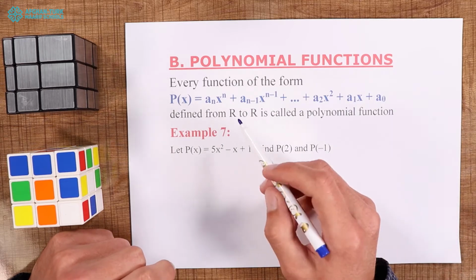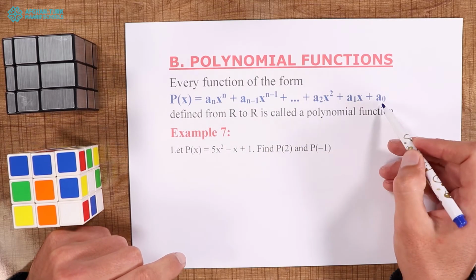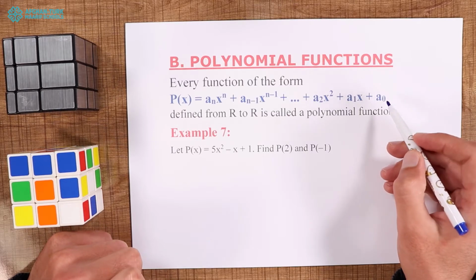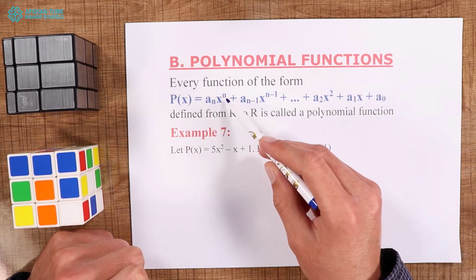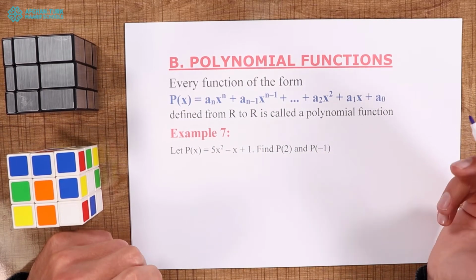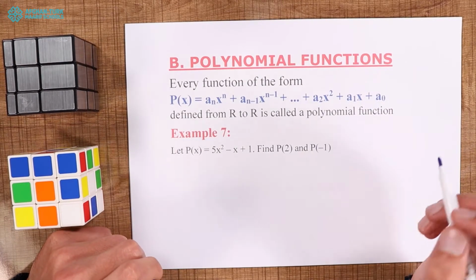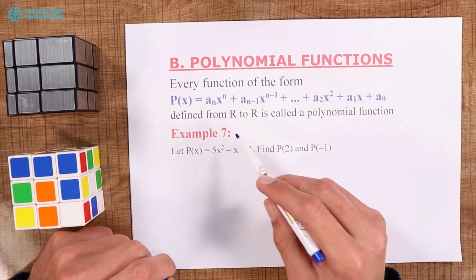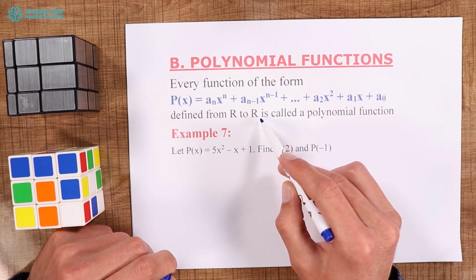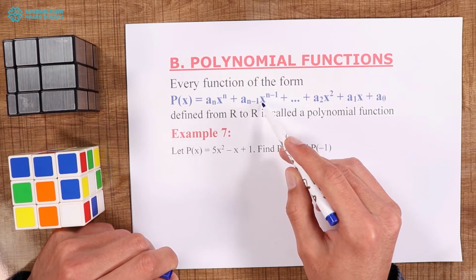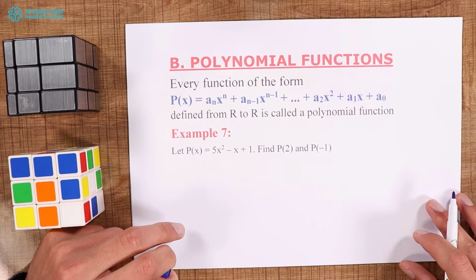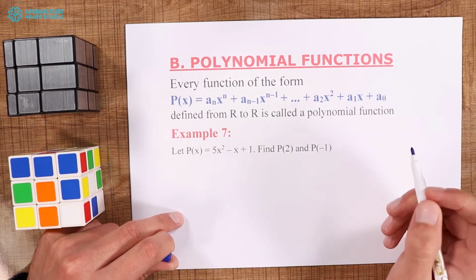Here a_n up to a_0 are called the coefficients or constant numbers, which are all real numbers, and also the powers, which are n up to 1 and 0, are whole number powers and are called the powers of the polynomial. So here the function is defined from R to R, real numbers to real numbers. It means that the domain, the values of x, and the values of p(x) or y are all real numbers. So the domain and range are all real numbers.